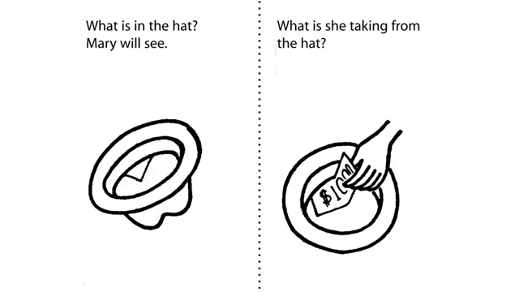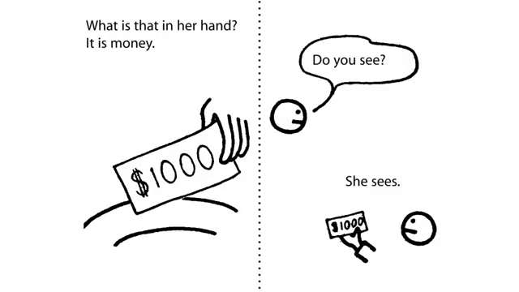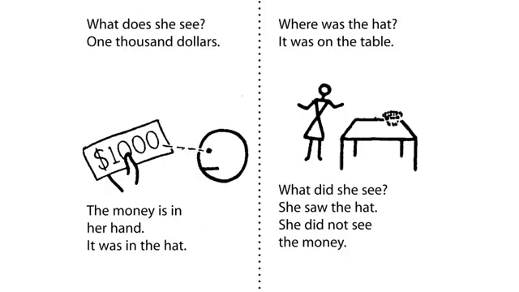What is in the hat? Mary will see. What is she taking from the hat? What is that in her hand? It is money. Do you see? She sees. What does she see? $1,000. The money is in her hand.